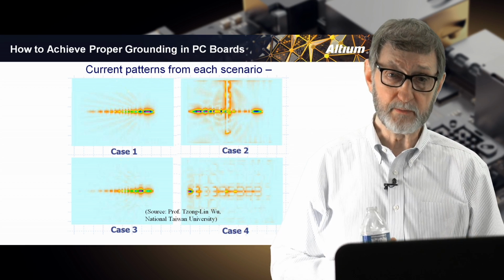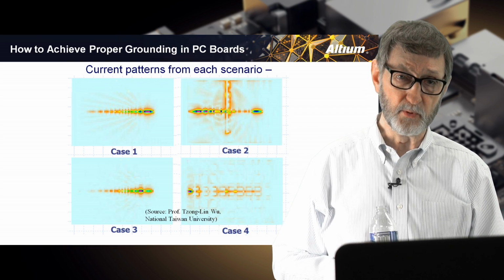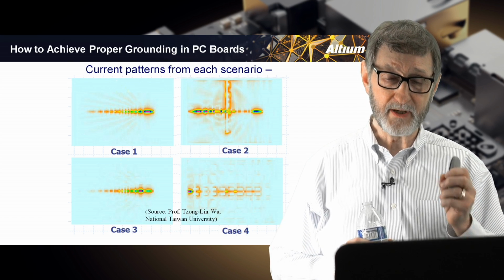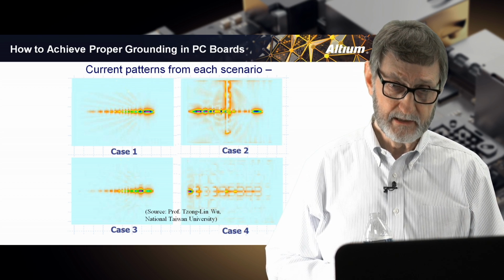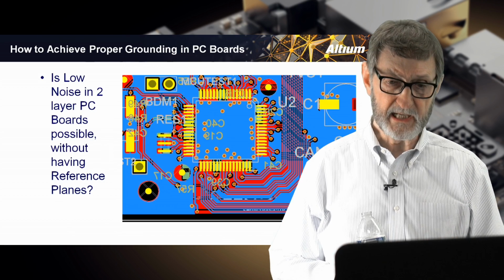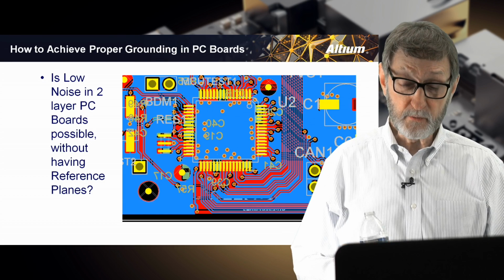So, rule number one when designing a circuit board: never, ever route across the split in a ground plane. We're going to talk more about this as we go. So, never route across the split.